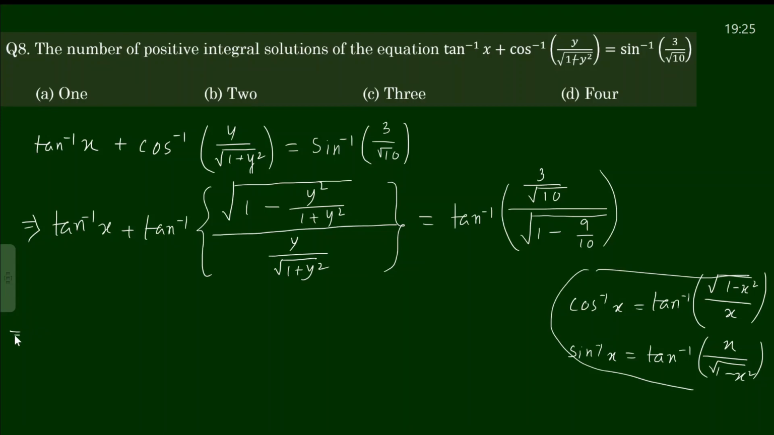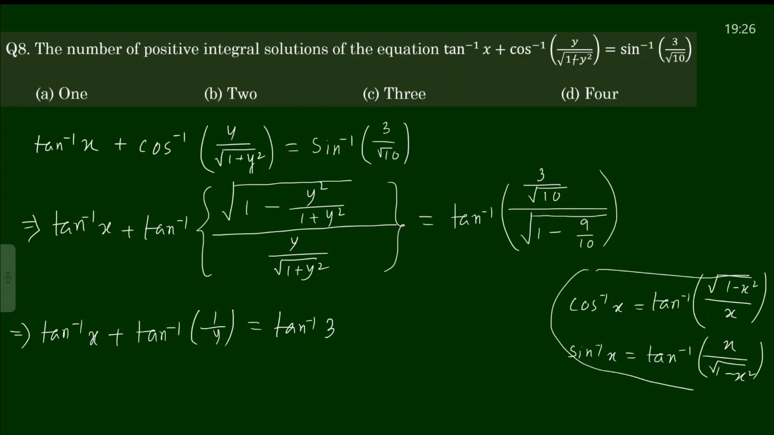So this implies, you see, tan inverse x is remaining the same, plus this tan inverse is already here. And what about this? After taking LCM, root over 1 plus y square, root over 1 plus y square will get cancelled. So in the numerator, it is 1 plus y square minus y square, which is 1, in the numerator only. 1 in the numerator, and the denominator is y only. So 1 by y is equal to, here root over 10 cancels, 3 by 10 minus 9 means 1. 3 by 1 is only 3. So we can write tan inverse of 3 only.